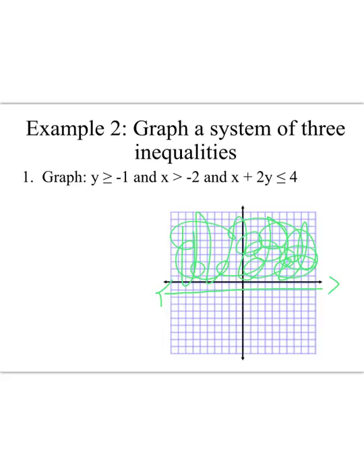My second equation is an x equals equation. x greater than -2. That's a vertical line at -2. 0 is greater than -2.